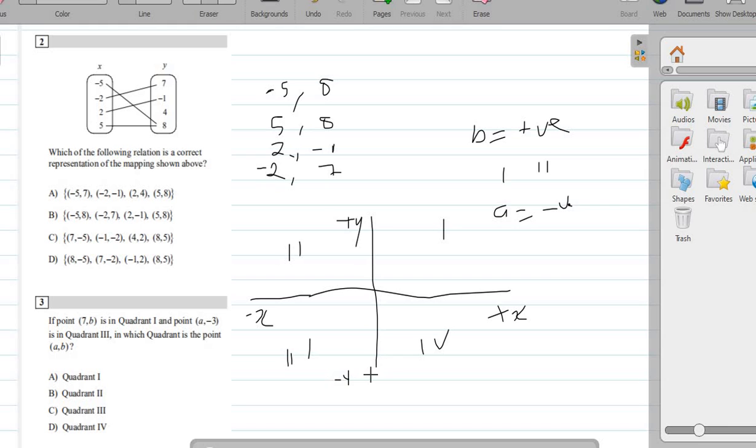Now, in which quadrant is the point (A, B)? We have B being positive and A being negative, so x is negative while y is positive. It's definitely in the second quadrant, because in the second quadrant x is negative while y is positive. So we have B as our answer here.